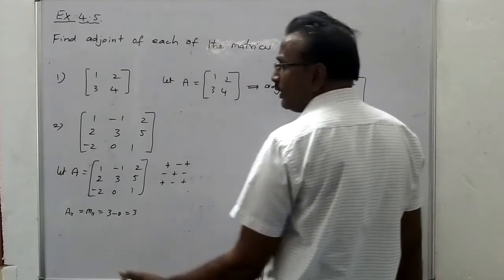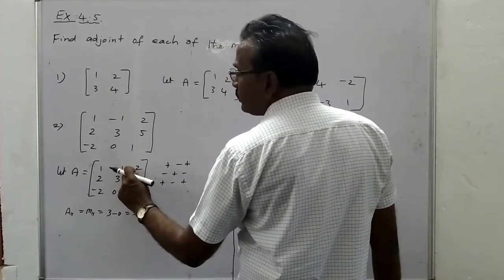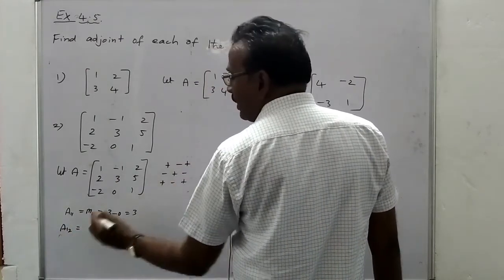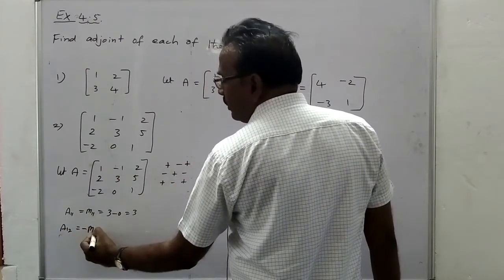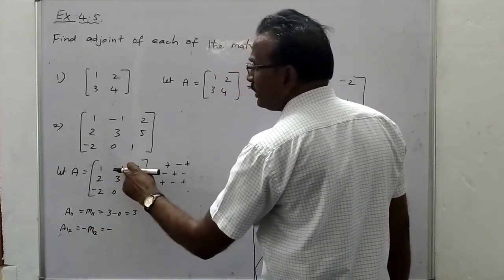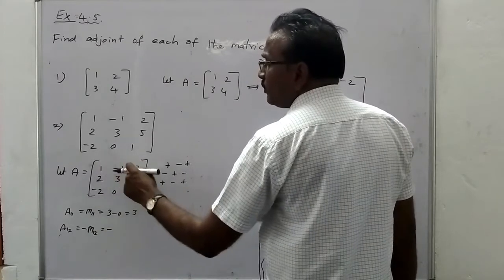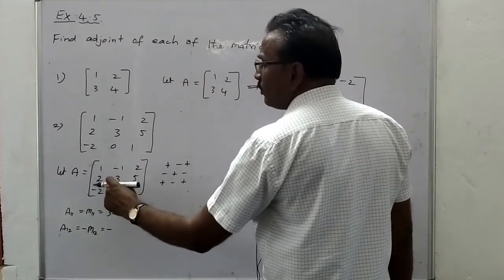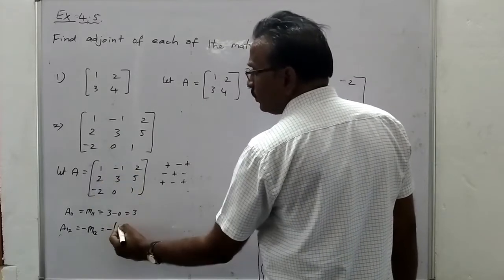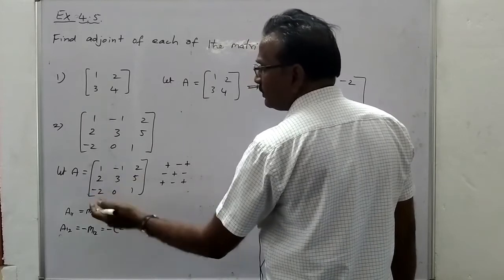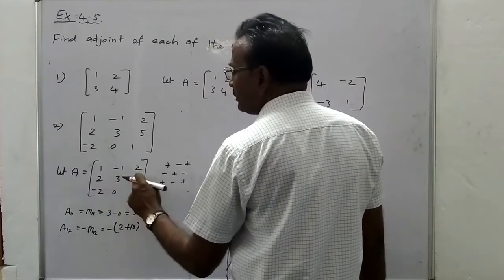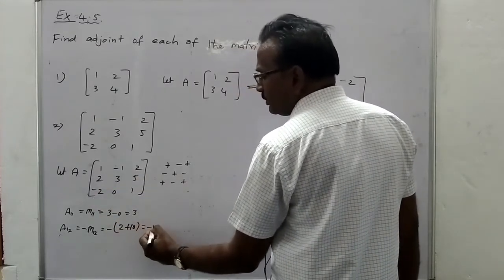So A11 value is 3. Next, the cofactor of the first row second element, capital A12: the sign is minus, times the minor of the element, M12. Here minus 1 is the first row second column element. Delete the first row and second column. The determinant of 2 5, minus 2 1: 2 ones are 2, minus of minus 10, that is plus 10. So 2 minus 10, that is minus 12.